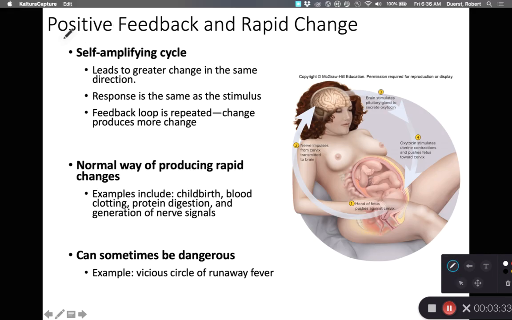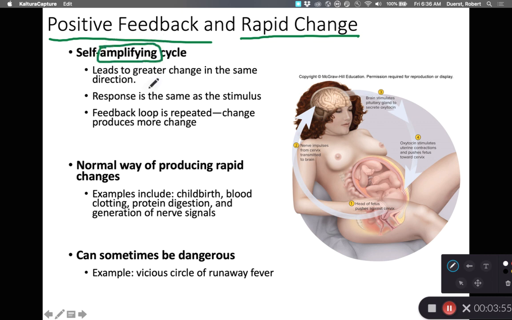We also could have positive feedback. And when we think of positive feedback loops, they tend to be a little bit more exciting for most people. They also tend to be a little bit scary for me because of the amplifying effect. So when we think of positive feedback, I want you to think of a rapid change that can occur within our body. And these positive feedback loops are going to amplify a response.